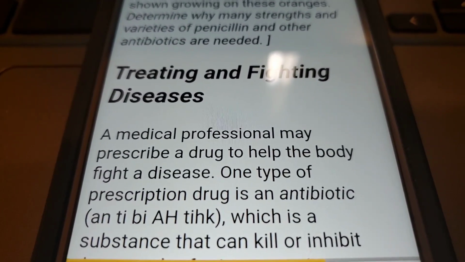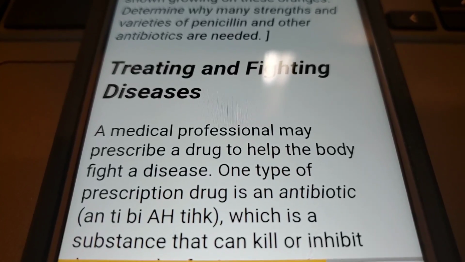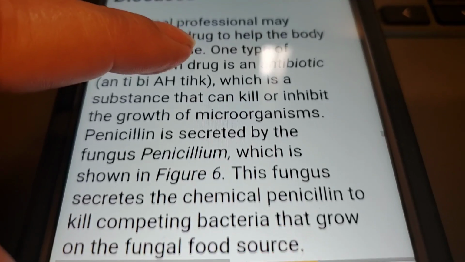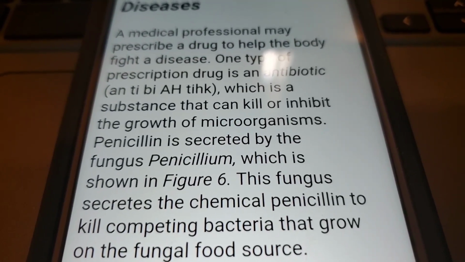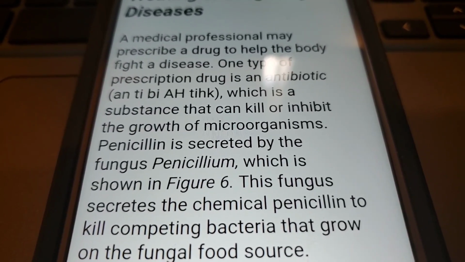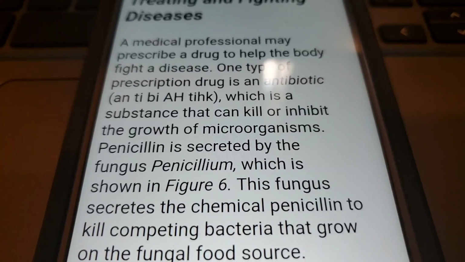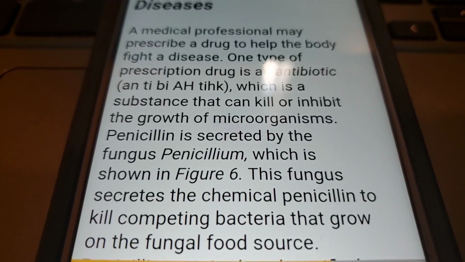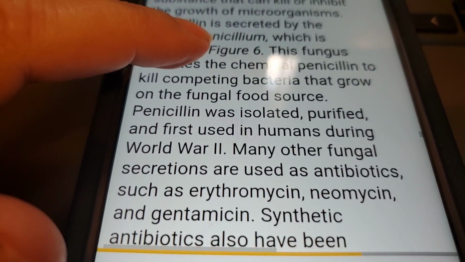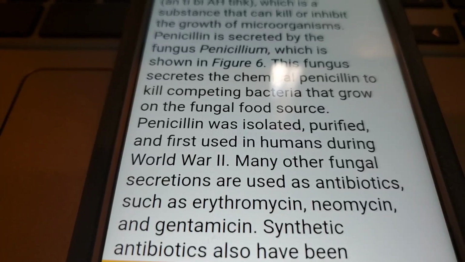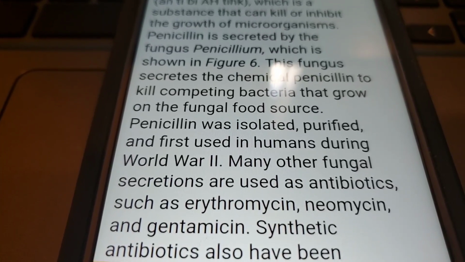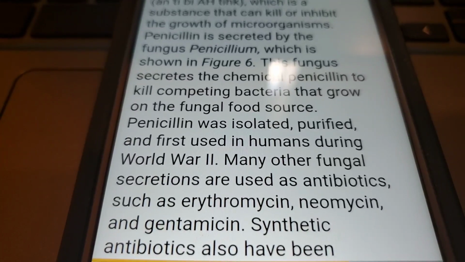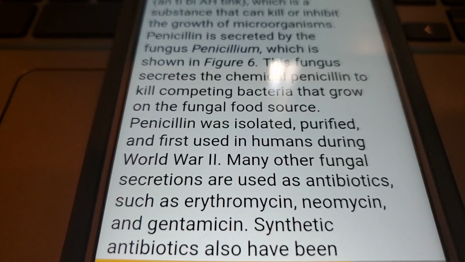A medical professional may prescribe a drug to help the body fight a disease. One type of prescription drug is an antibiotic, which is a substance that can kill or inhibit the growth of microorganisms. Penicillin is secreted by the fungus Penicillium, which is shown in figure 6. This fungus secretes the chemical penicillin to kill competing bacteria that grow on its fungal food source. Penicillin was isolated, purified, and first used in humans during World War II. Many other fungal secretions are used as antibiotics, such as erythromycin, neomycin, and gentamicin.